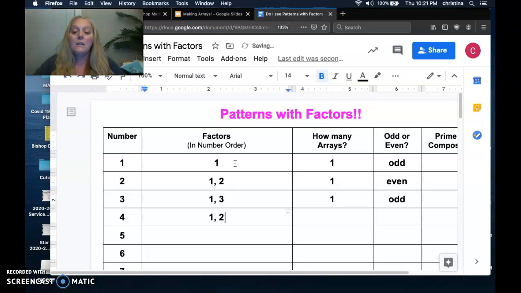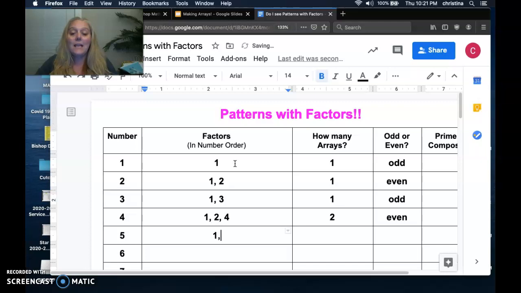It gets a little different when we get to 4, because 4's factors are 1, 2, and 4. The reason 4 has more than 2 factors is because you can do 1 times 4, that's one factor pair, but you can also do 2 times 2. That's a second factor pair, which means 4 will have 2 arrays, not one array. 4 is also divisible by 2. It has a factor of 2, and it's a multiple of 2. So 4 is going to be even.